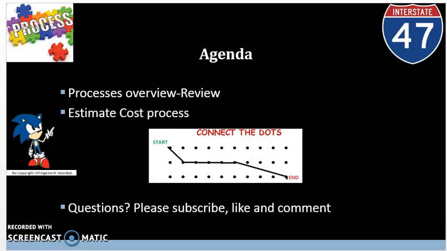Today's agenda will be going over reviewing the PMBOK process table as well as the 21st process, which is the estimate cost process. This process occurs at the intersection of the cost knowledge area and the planning process group.